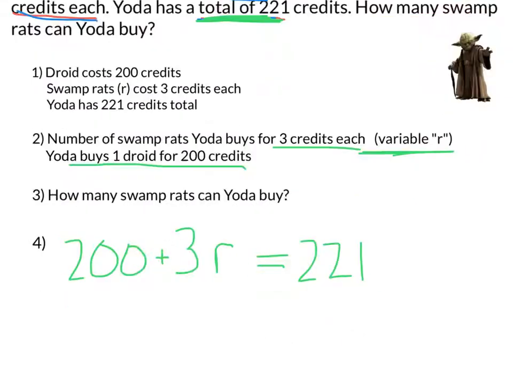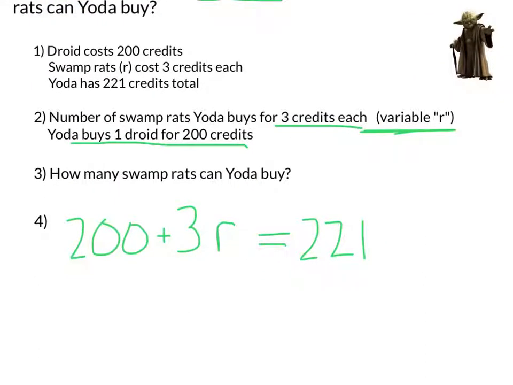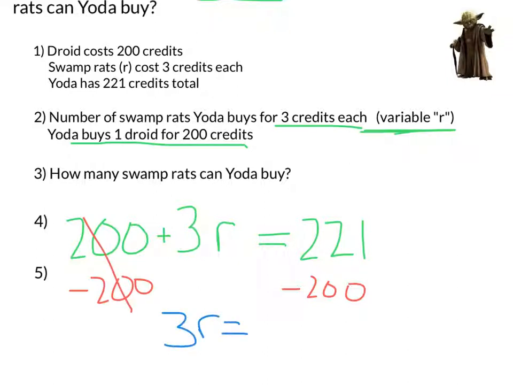From there, we can proceed to step number 5, which is trying to solve this equation right here. So we see our variable right here at 3r. We're going to start by subtracting 200 from both sides, keeping balance of the equation. These 200s are going to go away. That's going to leave us with 3r equals 221 minus 200. That's just going to be 21.